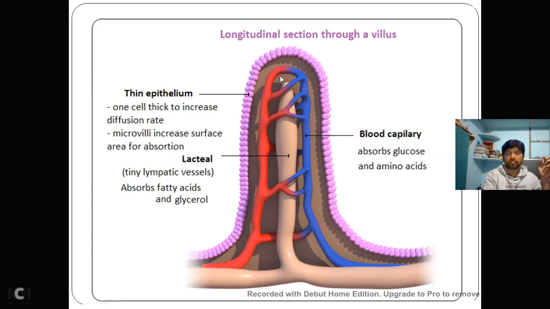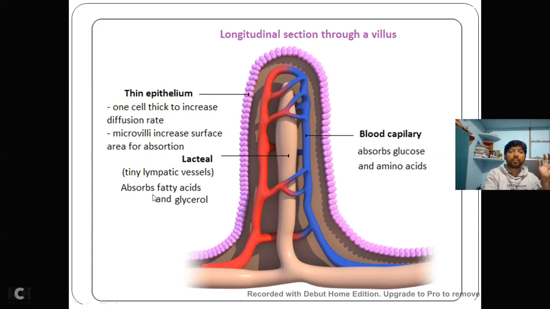blood capillaries. This kind of villi are present in the small intestine. Millions of villi are present. They will absorb the glucose and amino acids. The capillaries which are surrounded here, which are present in the villi, will absorb the glucose and amino acids. The simple micromolecules, glucose and amino acids, will be absorbed into the blood stream.